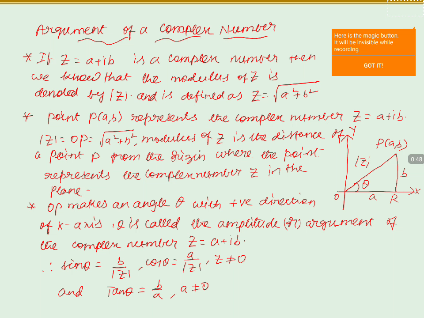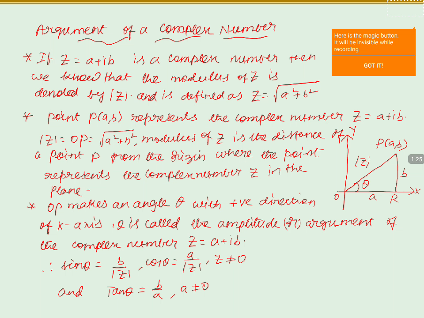And now we'll go to the argument of a complex number. The argument of a complex number can also be called the amplitude of the complex number. For that, we will take a point P of a comma b. A is known as the real part; we will take it as the x coordinate, and b, which is the imaginary part in the complex number, we will consider as the y coordinate. So the point P of a comma b represents the complex number, and if the complex number is z equal to a plus ib, we will take the modulus of the complex number.